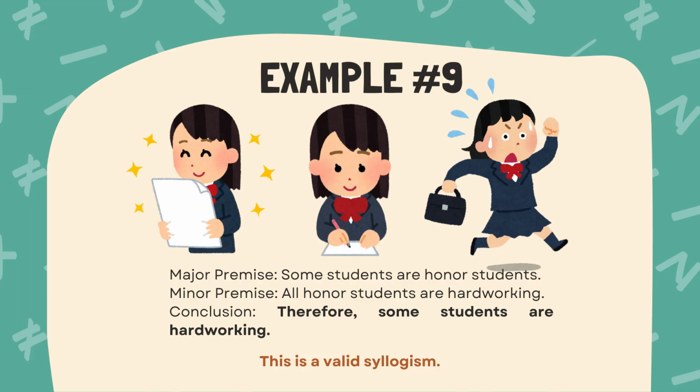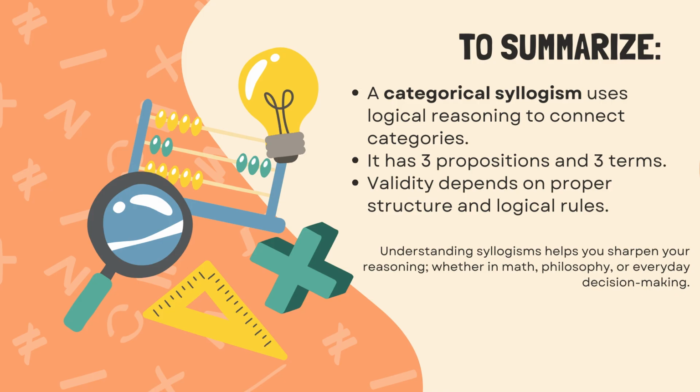Example number 5. The major premise: some students are honor students. The minor premise is all honor students are hardworking. Therefore, some students are hardworking. This is valid. The middle term honor students connects students with hardworking. Since at least some students belong to the group of hardworking, through being honor students, the conclusion follows.